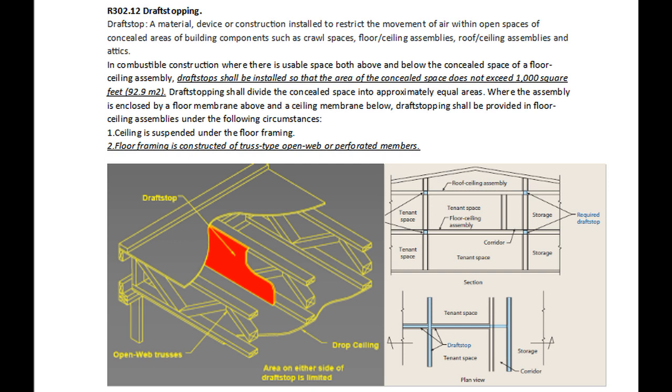Where the assembly is enclosed by a floor membrane above and a ceiling membrane below, draft stopping shall be provided in floor ceiling assemblies under the following circumstances. 1. Ceiling is suspended under the floor framing. 2. Floor framing is constructed of truss-type, open web, or perforated members.